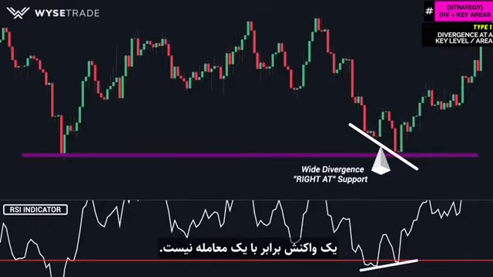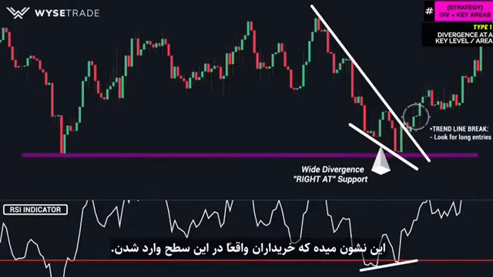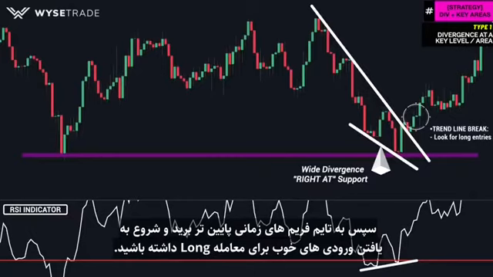Again, a reaction does not equal a trade. So you put a trend line onto the immediate trend like this, and once price broke through the trend line, it shows that buyers actually stepped in at this level. Then you would go to the lower time frames and start looking for trade entries long.